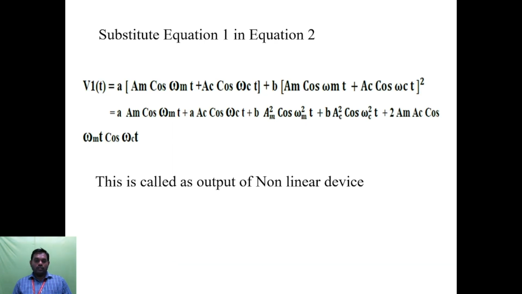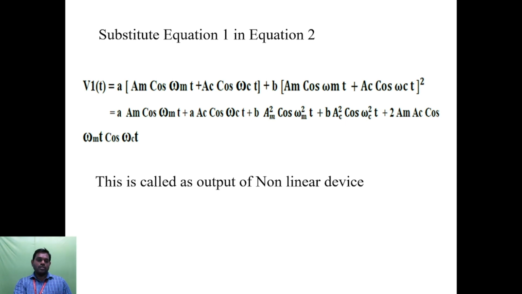Substituting into equation 1, we get V2 of t is equal to A into (Am cos omega m t plus Ac cos omega c t) plus B into (Am cos omega m t plus Ac cos omega c t) the whole square. So here we are using the (a plus b) the whole square equation, where a is equal to Am cos omega m t and b is equal to Ac cos omega c t. So (a plus b) the whole square is equal to a square plus 2ab plus b square.